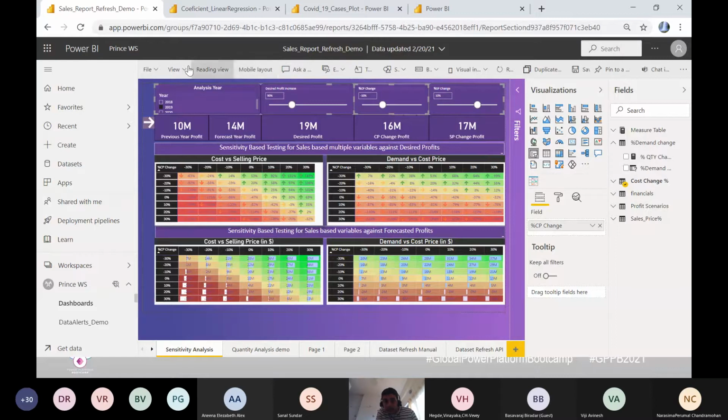So let me edit. Am I in edit mode or not? I don't think so. Okay, what you can do is create a what-if parameter out here. Okay, let me see. Where is my edit mode?